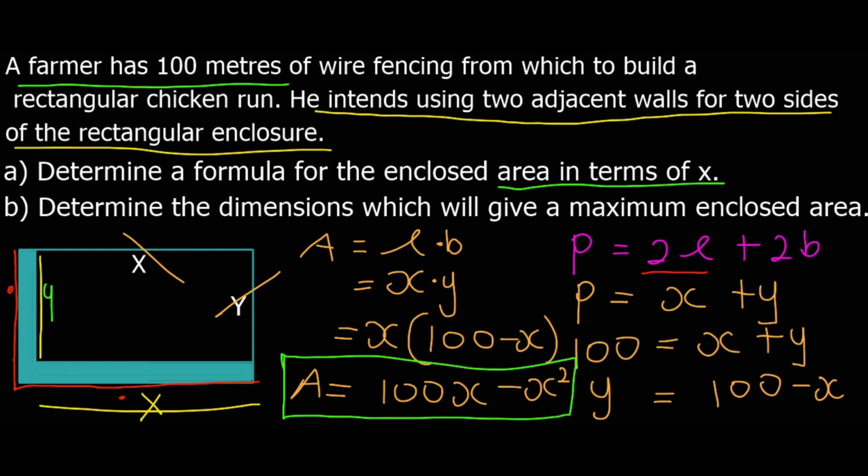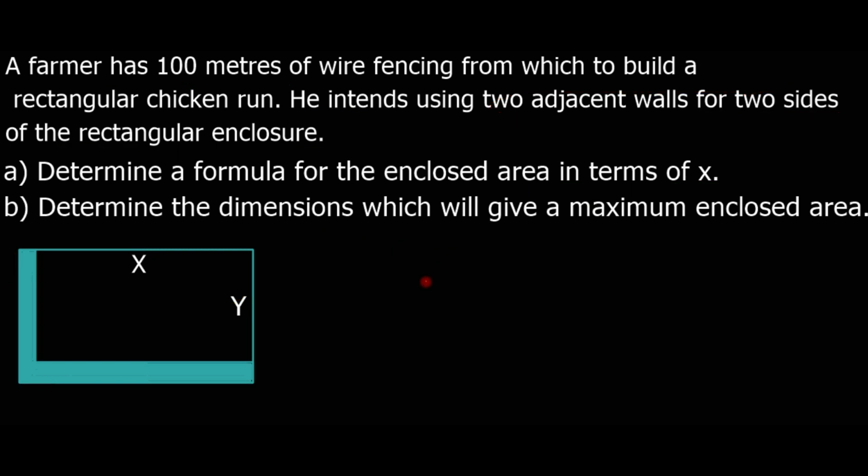You can see what was important is this information. So this is our answer for part A, and then we look at part B. In part B we determine the dimensions which will give a maximum enclosed area. This question is a bit different because where we want area, we want the dimensions that give us the maximum area.